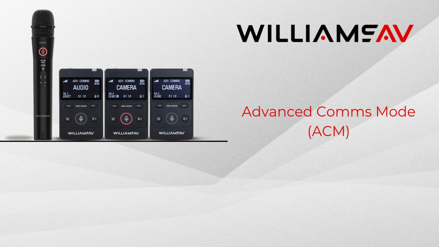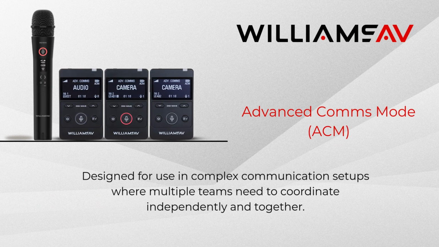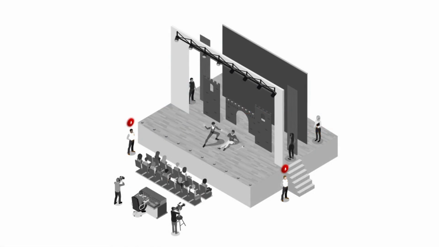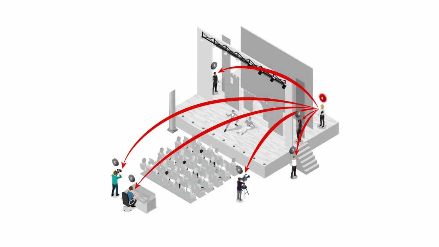Advanced Comms Mode, ACM, is designed for complex communication setups where multiple teams need to coordinate independently and together. Let's look at a practical example. You're setting up a Digi-Wave system for a theater production crew. Let's say you have 4 teams as part of the crew, and the director needs to communicate with each team individually, lighting, sound, or stagehands, with all teams together, and privately with team leads.